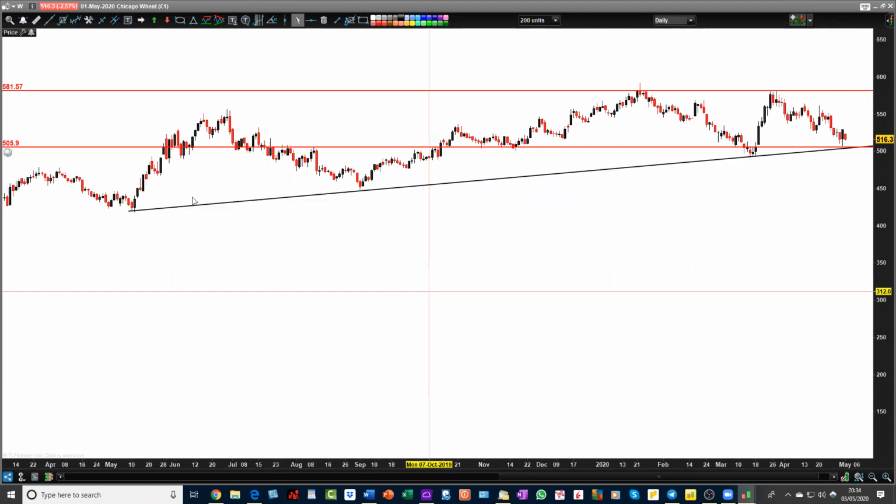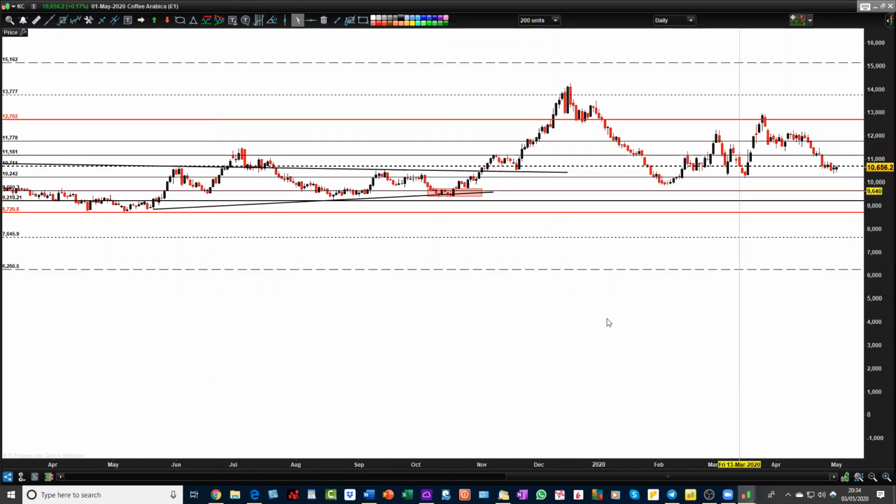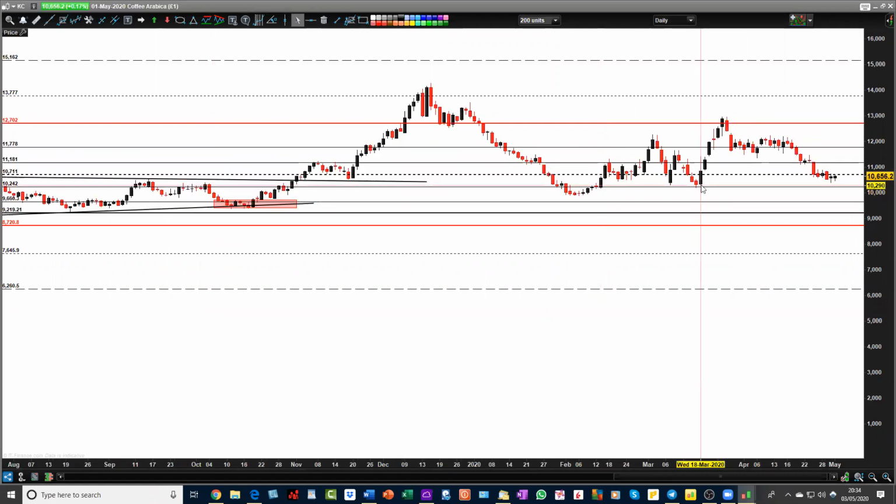So I'm going to keep a close eye on that. Coffee's long since gone, isn't it? Okay, now we look at this. This could happen to sugar. Look what happened to coffee here on the 18th of March. Ooh. So this could happen to sugar. There's a lot of gaps in sugar.